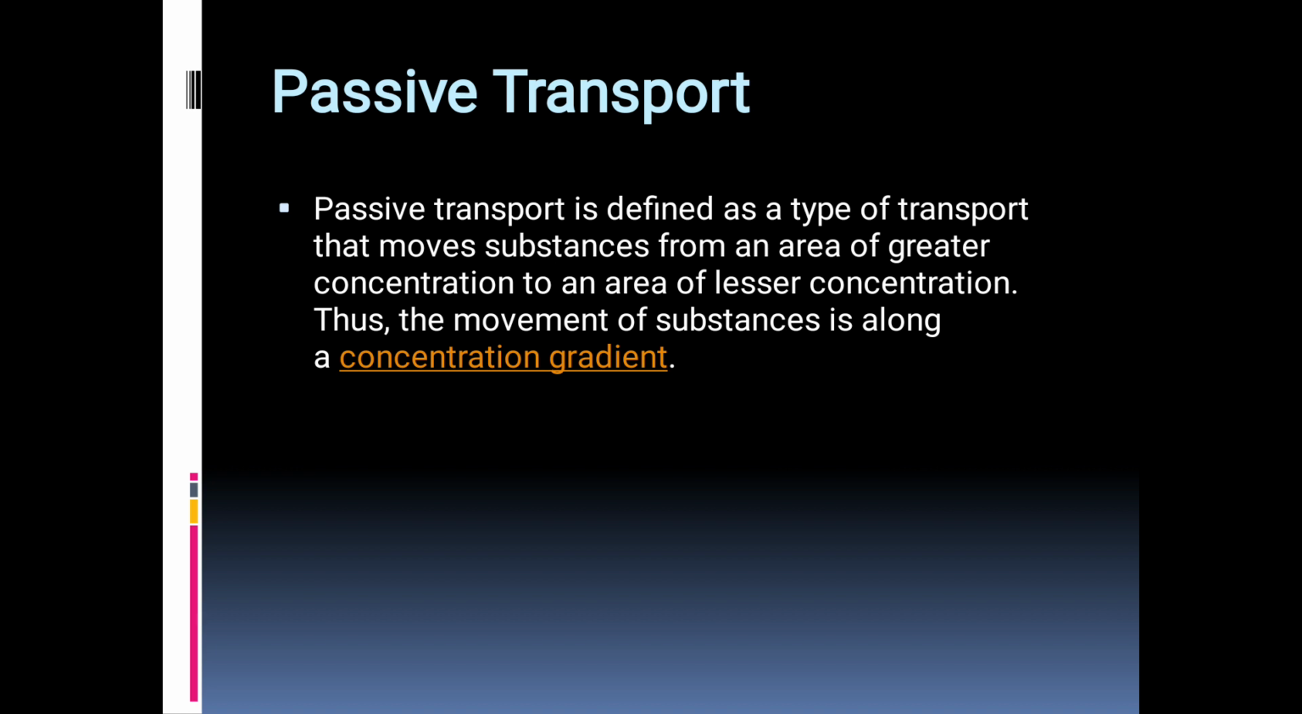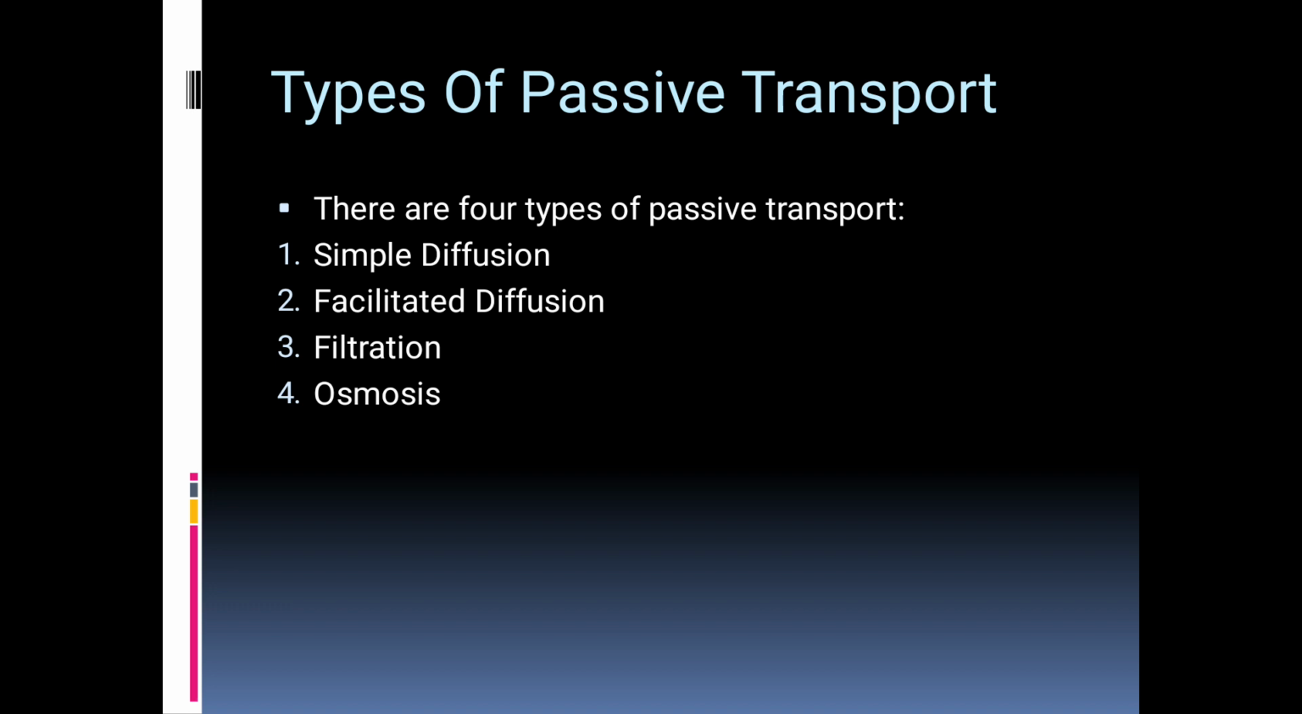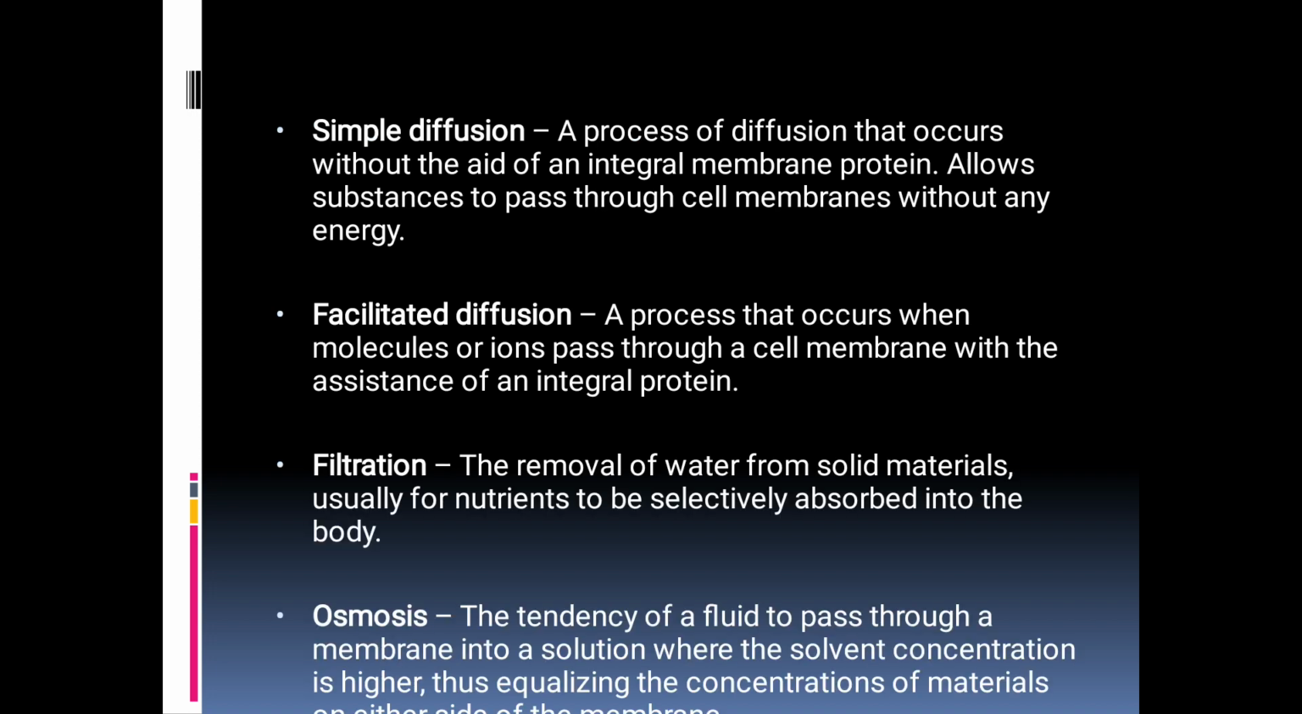Passive transport. In passive transport, the substances move from a higher concentration to an area which has a lower concentration. The movement of substances occurs along the concentration gradient. Here is an example of passive transport. There are four types of passive transport: simple diffusion, facilitated diffusion, filtration, and osmosis.